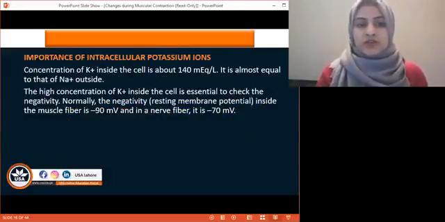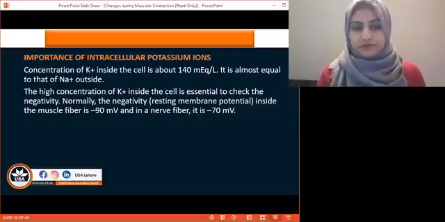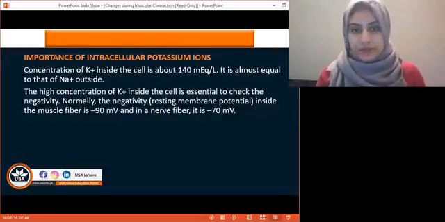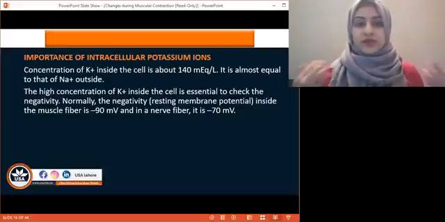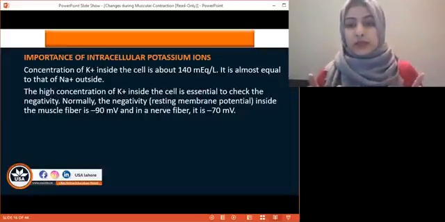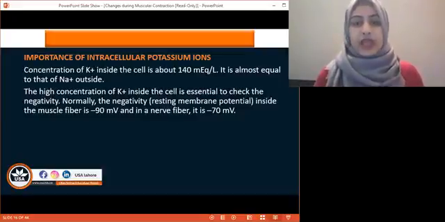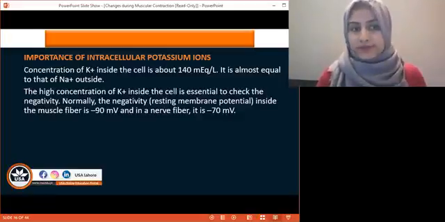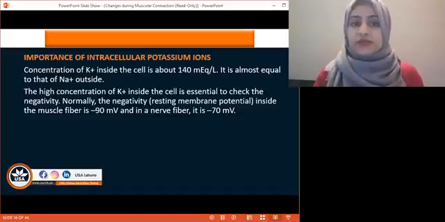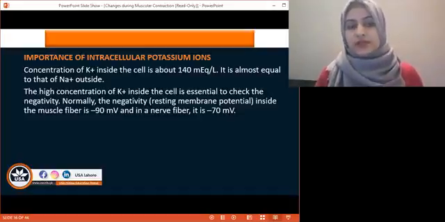Now, what is the importance of intracellular potassium ions? The concentration of potassium ions inside the cell is about 140 milliequivalents per liter, which is almost equal to that of the sodium outside. So we know one thing right now: the potassium which is outside the cell has a concentration of 140 milliequivalents per liter, and similarly, the sodium which is inside the cell has the same concentration, 140 milliequivalents per liter. The high concentration of potassium inside the cell is essential to check the negativity.